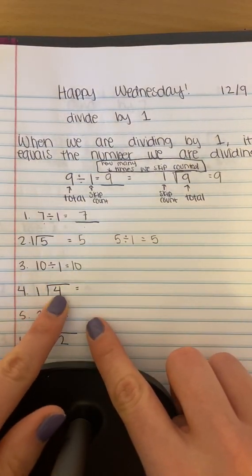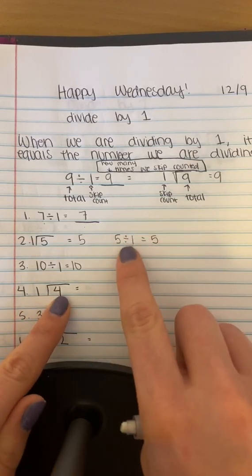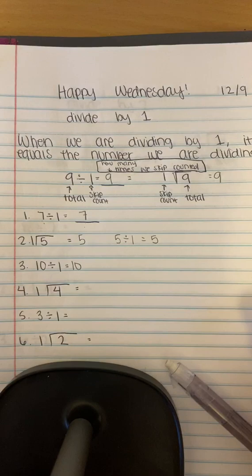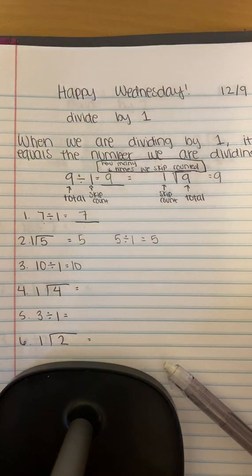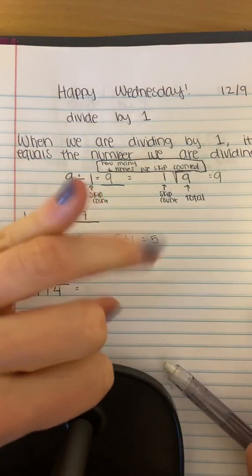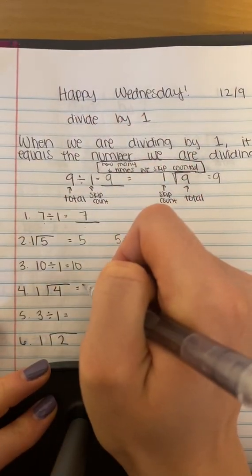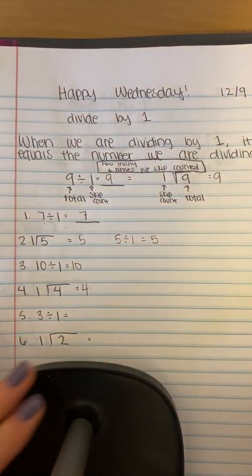So now 4 divided by 1, this is my total, and you can rewrite it out like this if you would like. So I'm going to skip count by my 1s and see when I get to 4. 1, 2, 3, 4. It only took 4 fingers when I skip counted, so my answer will be 4.